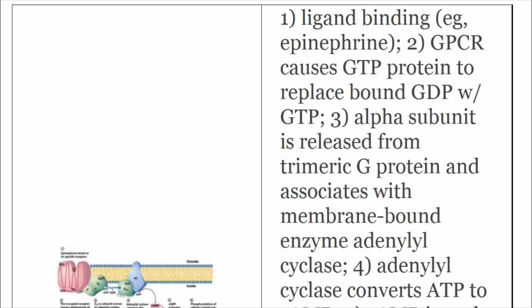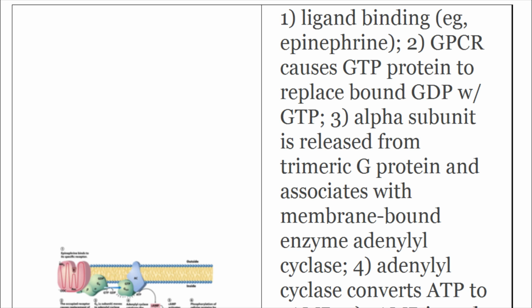1. Ligand binding, e.g., epinephrine. 2. GPCR causes G protein to replace bound GDP with GTP. 3. Alpha subunit is released from the trimeric G protein and associates with the membrane-bound enzyme adenylyl cyclase. 4. Adenylyl cyclase converts ATP to cAMP.